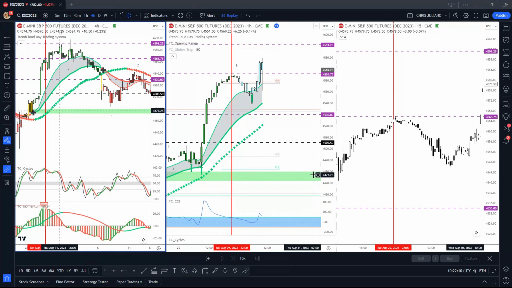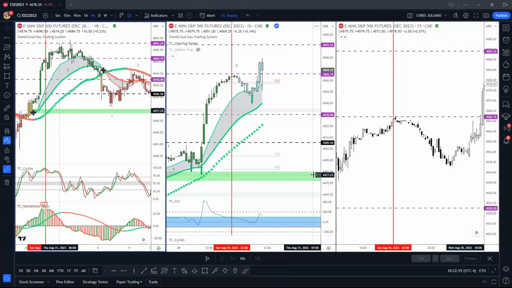TrendCloud is going to show you the context of your trade across multiple time frames. It's going to show you where the strongest supply and demand zones are, and it's going to tell you when to get in and when to get out. It's not a mechanical trading system. It's a discretionary trading system. It's going to color coordinate your charts for you and let you know every step of the way what's going on inside of your trade.